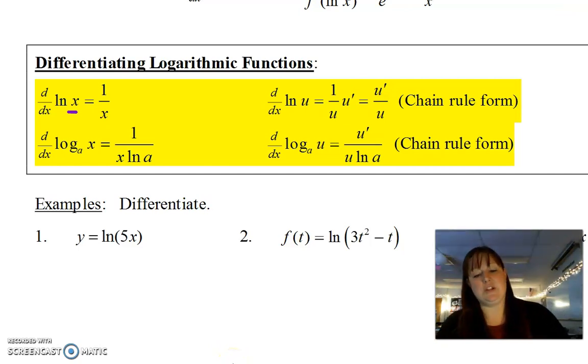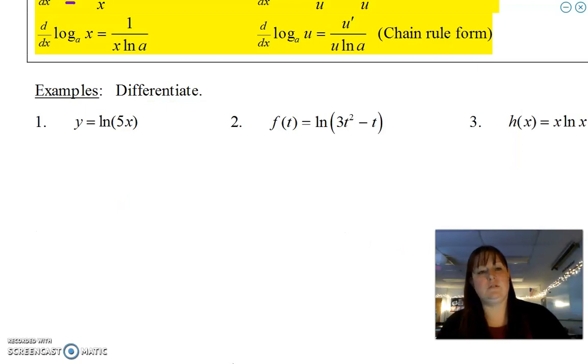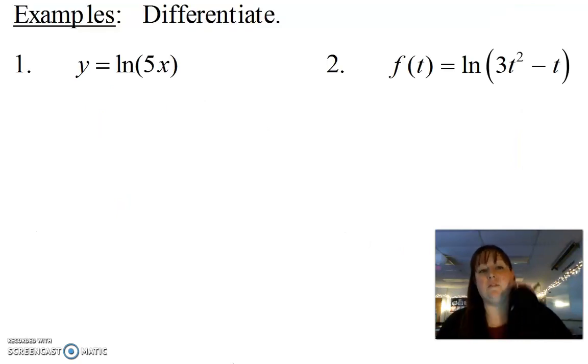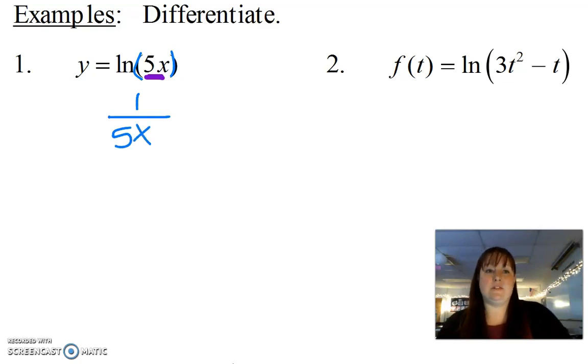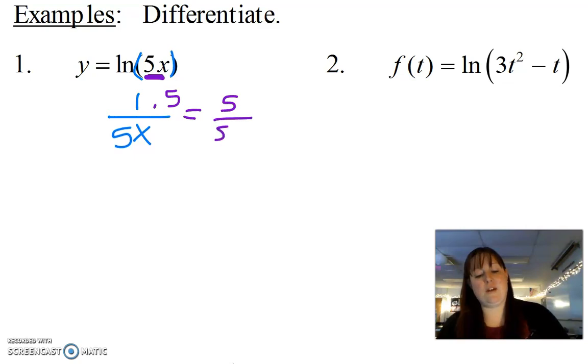So let's actually differentiate. Okay, so here's our first option. The natural log of 5x. So 5x is the peanut, and that's our inside function, and our outside function is ln of something, right? So the derivative of ln is 1 over the inside still intact, right? So the derivative of ln is 1 over x. So the derivative of this one would be 1 over 5x. And then we multiply by the derivative of the inside, which is 5. So in the end, we get 5 over 5x, which is just 1 over x. Okay, I should label that y prime.